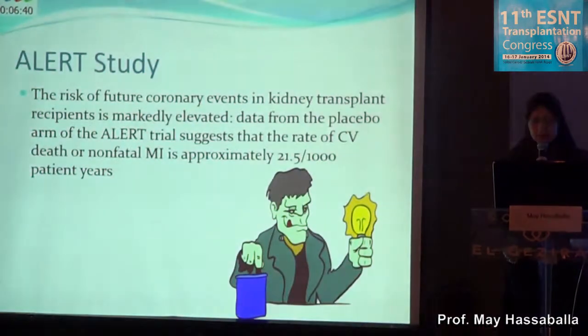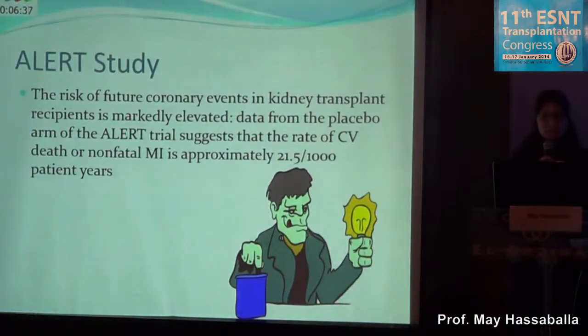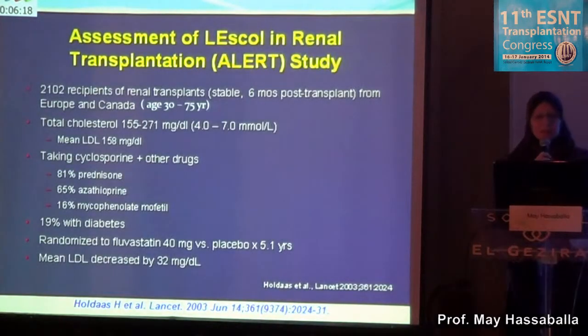Now, the only study that was done on the transplant population indicated that the risk of future coronary events in kidney transplant recipients is markedly elevated. Data from the placebo arm of the ALERT trial suggests that the rate of cardiovascular death or non-fatal myocardial infarction is approximately 21.5 per thousand patient years. Now, this is the ALERT study. We'll have to talk about it in detail because this is the only study that we have, and it comprised more than 2,000 renal transplant patients that were stable for 6 months or more post-transplant. And the age ranged from 30 to 75 years.